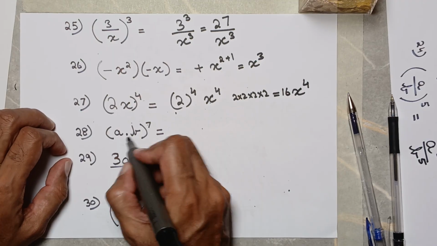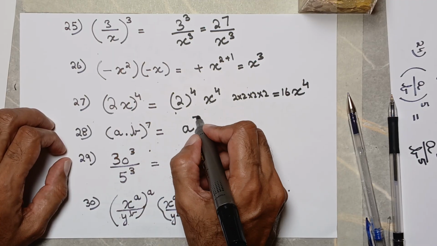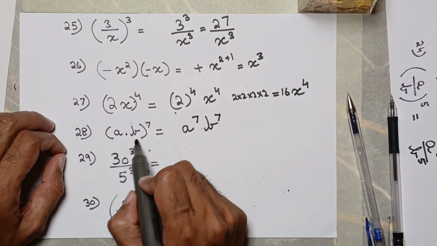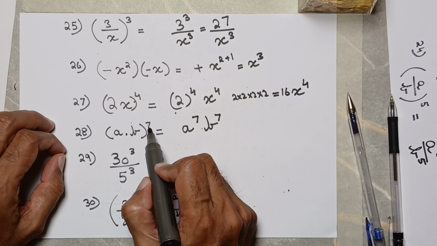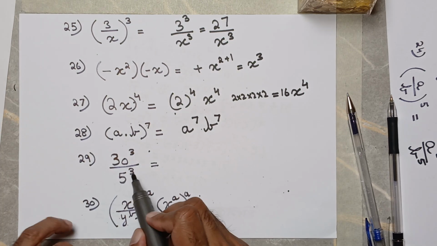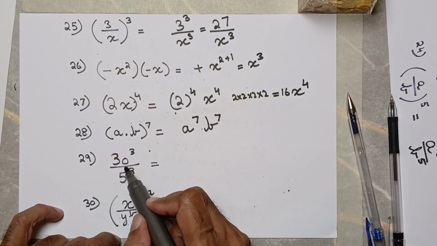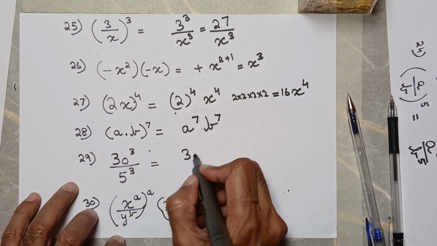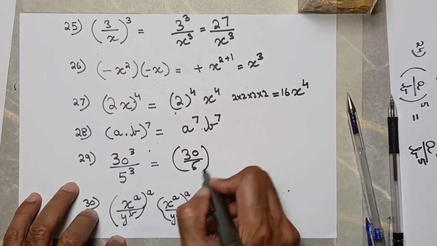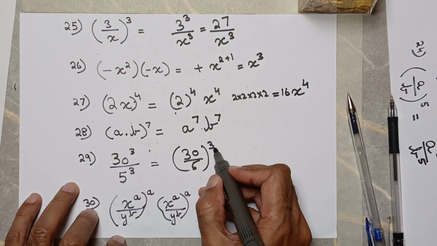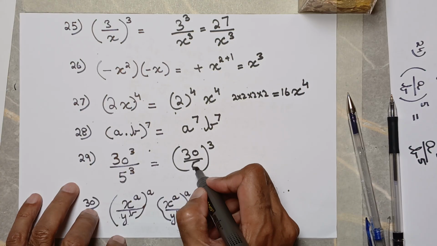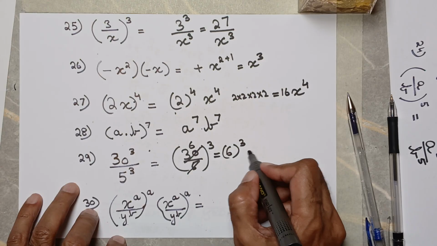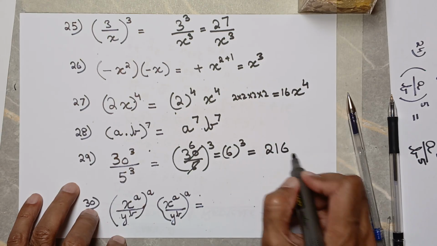Now here it is a raised to the power 7 and b raised to the power 7. To raise a product to a power, each factor of it is to be raised to that power. This was the principle applied over here. Now here it looks somewhat different, but it is also quite simple. You can simply write it as 30 divided by 5, to raise a quotient to a power. Now simply divide 30 by 5, that will give you 6, 6 raised to the power cube, and the answer is 216 over here.